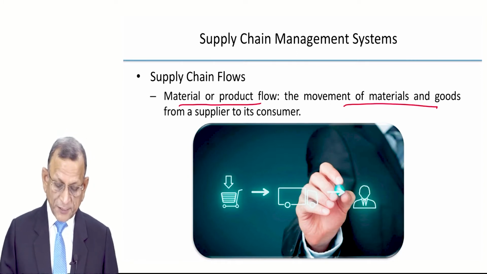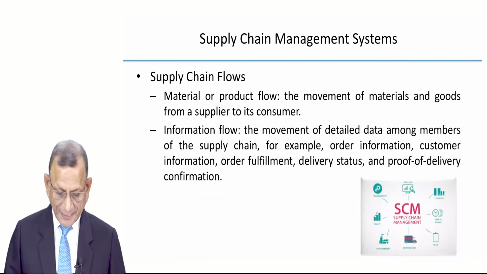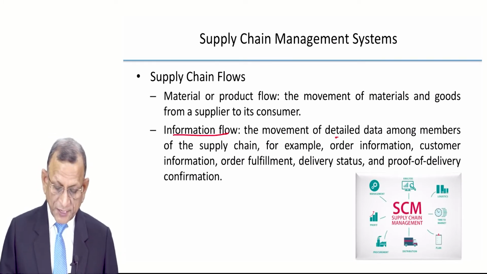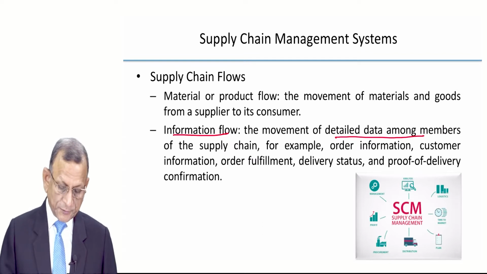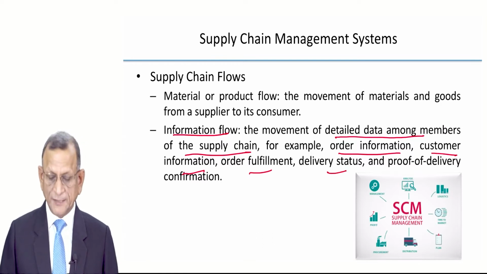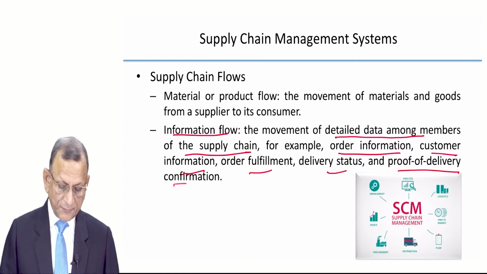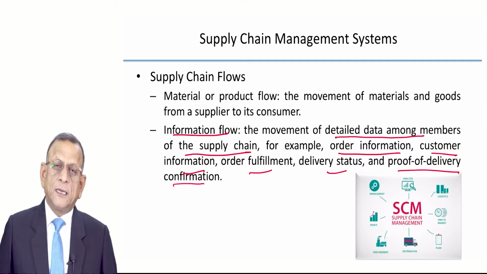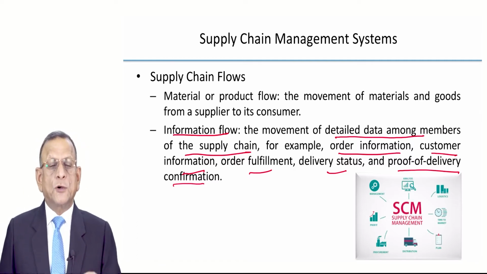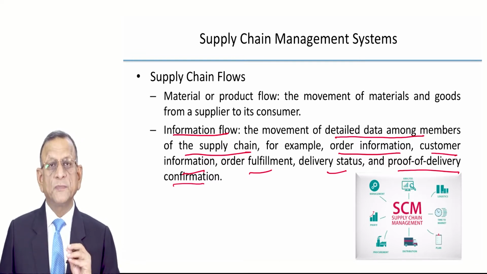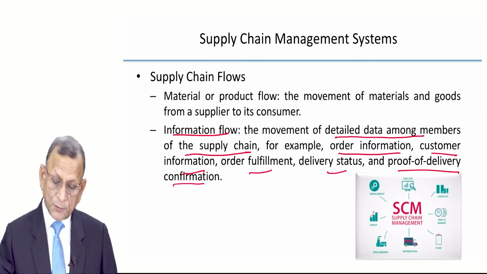The movement of material and goods from a supplier to its customers, and information flow, the movement of detailed data among the members of the supply chain. For example, order information, customer information, order fulfillment, delivery status, and proof of delivery confirmation. Even if you are getting something shipped by Amazon or Flipkart or some such e-commerce site, you are in a position to experience how it is happening.